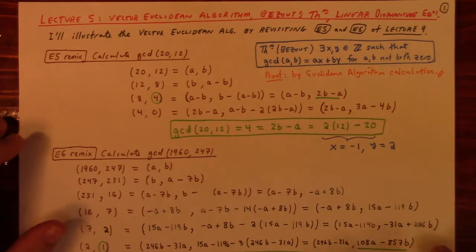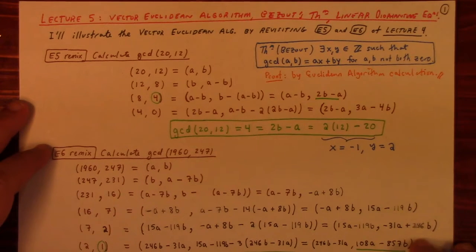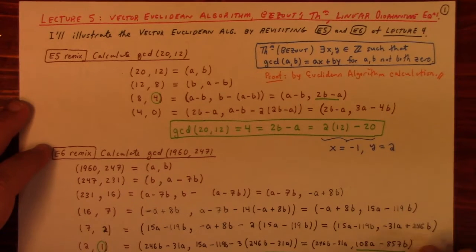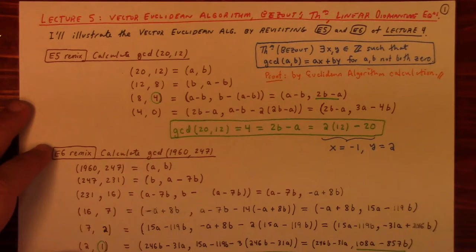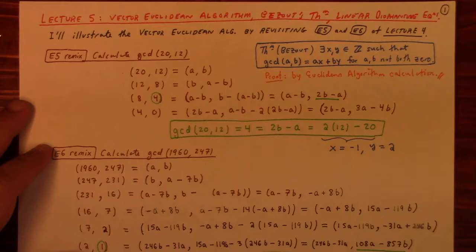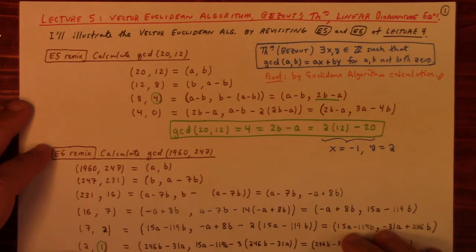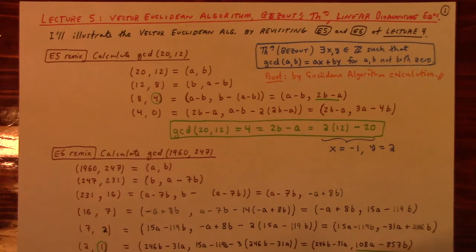Well, welcome to Lecture 5. This is on the vector Euclidean algorithm, Bezout's theorem, and also linear Diophantine equations. And so I'll begin by just showing you what the vector Euclidean algorithm looks like, all right?